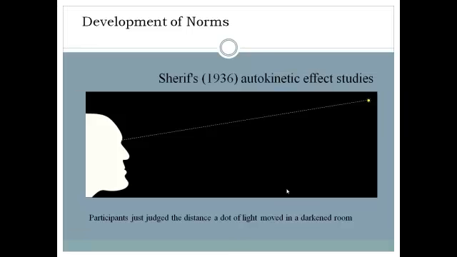Participants in this study were not aware that this was an illusion, and they actually believed that the light was moving. Again, when you see it, it looks like the light is moving. But that, again, is just an optical illusion. So what Sherif did was he put people in a room and he asked them to judge how far the light was moving, using this technique to try to establish norms.